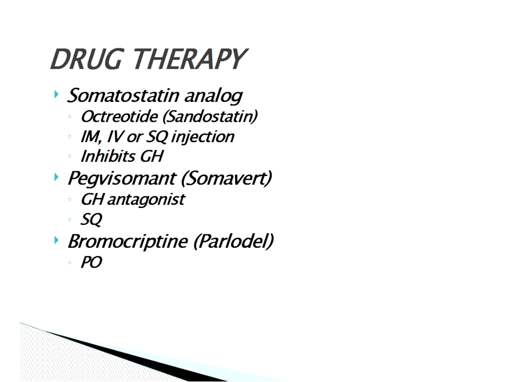Drug therapy, somatostatin analog. The most common, the generic, is octreotide. It can be given IM, IV, or sub-Q route to inhibit growth hormone. They may also give them pegvisomant, which is a growth hormone antagonist, and it can be given sub-Q. And they also could give a dopamine-like substance that antagonizes it. It's called bromocriptine or Parlodel, and it can be given PO.